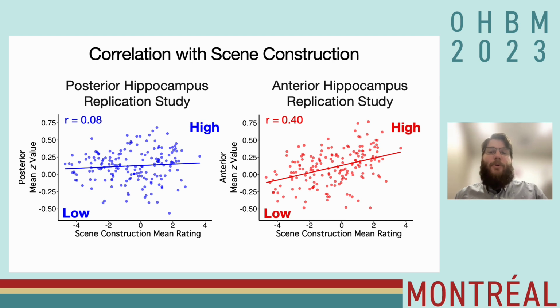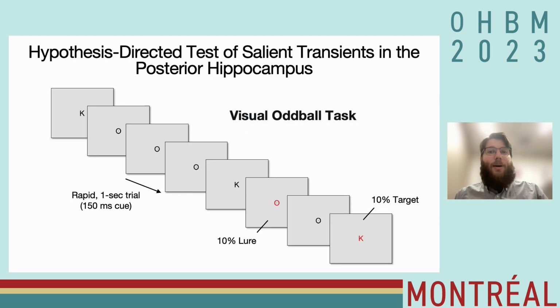Specifically, when we explored activity at the borders between task blocks in our initial study, we found transient increases in BOLD signal within the posterior hippocampus at these transitions, supporting a role for the posterior hippocampus in the processing of salience. To test this hypothesis directly, we included a visual oddball task in our replication study. For this task, participants were instructed to press whenever they saw the target letter, a rarely presented red K, and ignore all of the other letters.